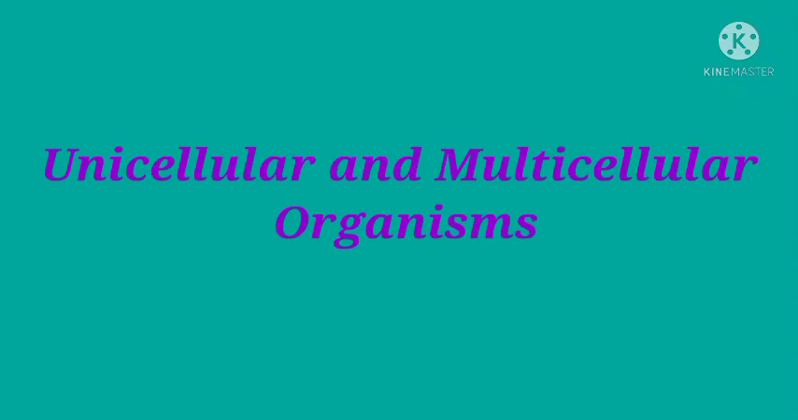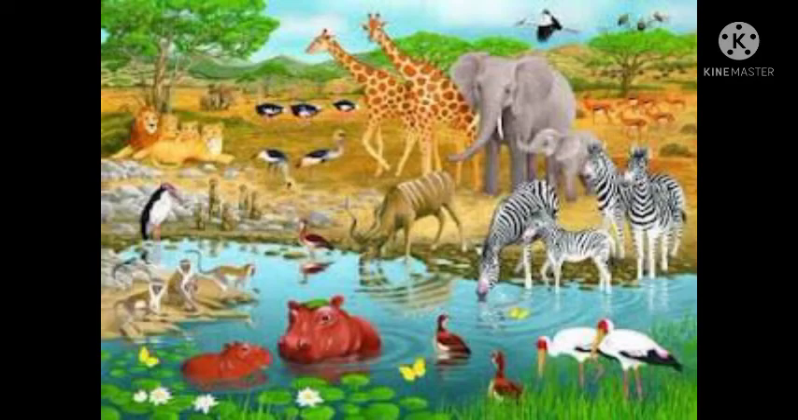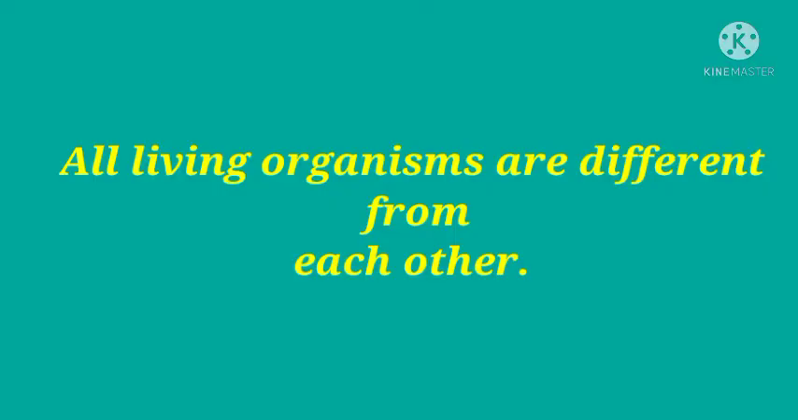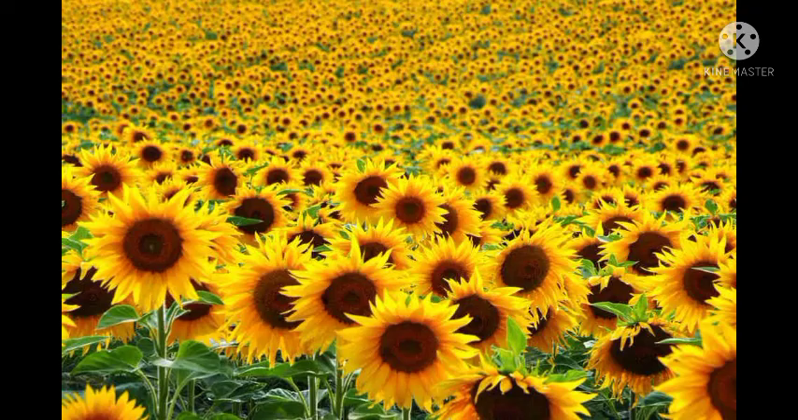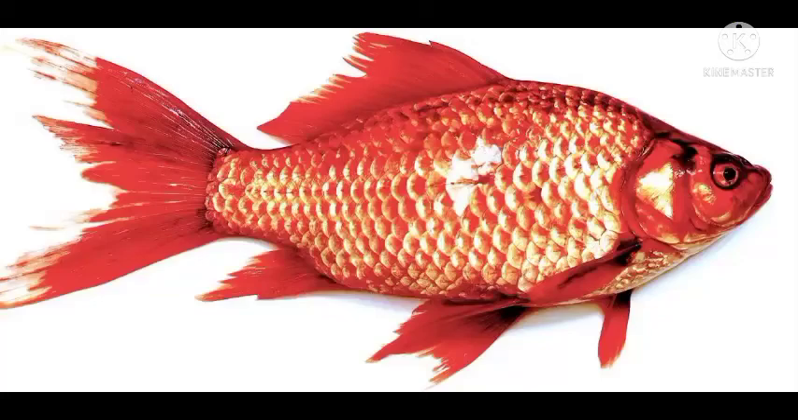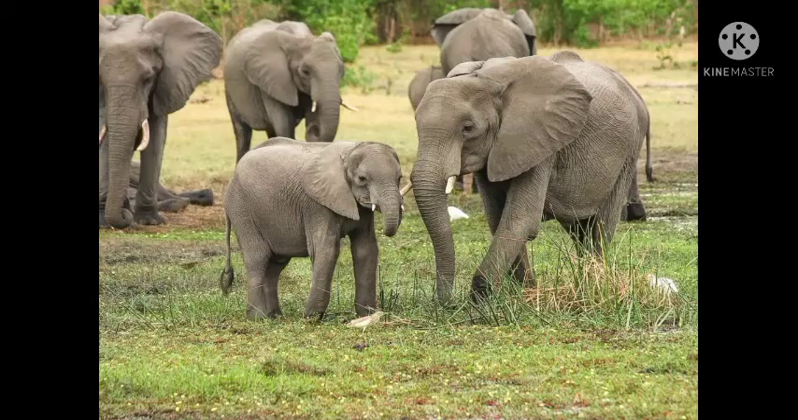In this video, we are going to see unicellular and multicellular organisms. Children, what you can see, these are all some of the living organisms, isn't it? Are they the same? No, they are different. All living organisms may be very different from each other. Let's see some of the living organisms like banyan, sunflower, fish, elephant, human being, etc.